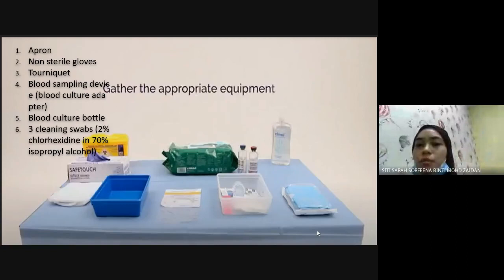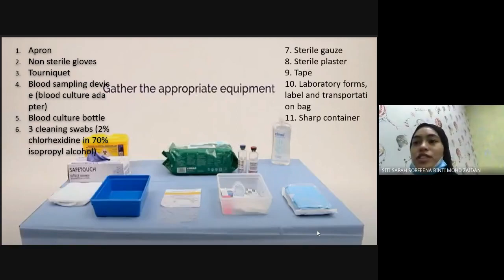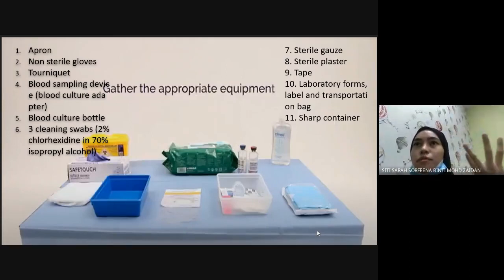Okay, and then we have the blood culture bottle and also the cleaning swab, 2% chlorhexidine and 70% isopropyl alcohol. And then we have sterile gauze, sterile plaster, tape, laboratory form, and also a sharp container. So here we have to bear in mind that this is a sterile procedure. So we have to don the apron, and also we have to shut off the fan, and also we have to make sure the area that we want to take the blood from is clean from any infection.